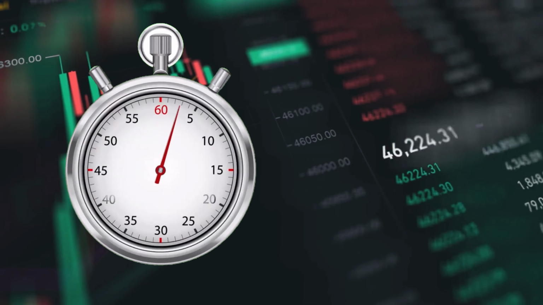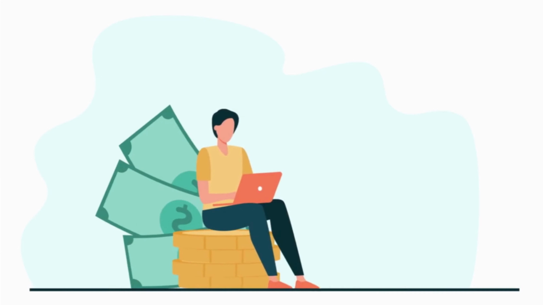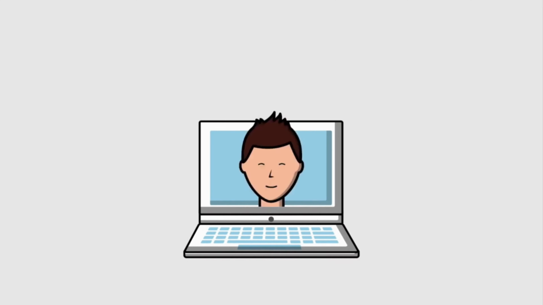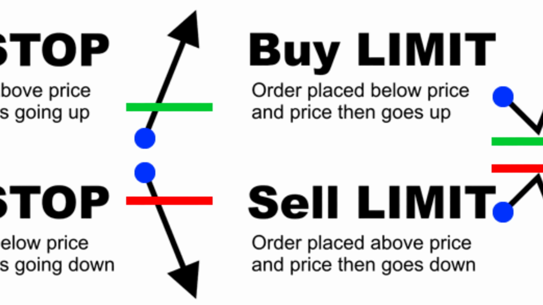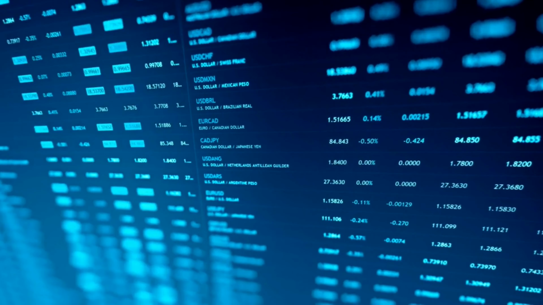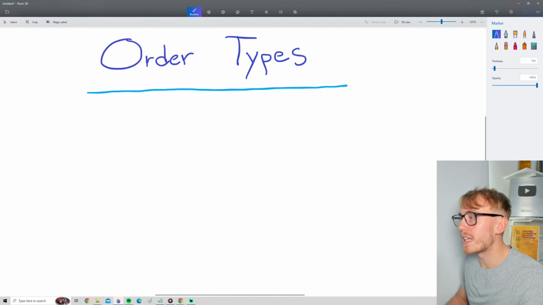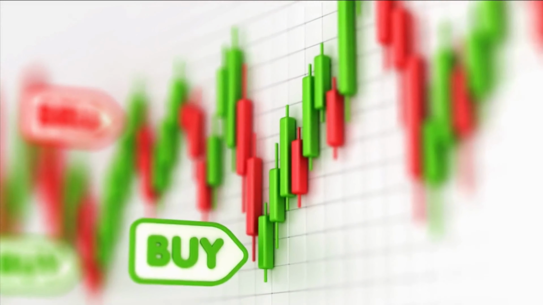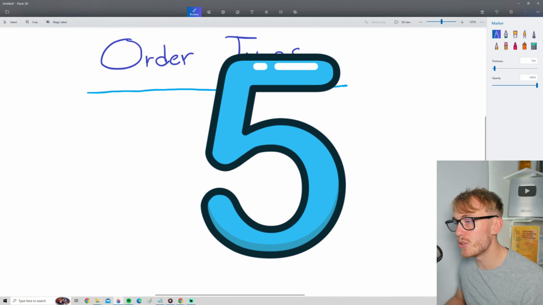Every second counts in trading, and the type of order you place can be the difference between profit and loss. So in today's very short video, we will take a look at the different order types you can use when you place a trade, whether you are trading stocks, crypto, or forex. First of all, order types are basically how you buy or sell an asset. And there are basically 5 different ways to do this.